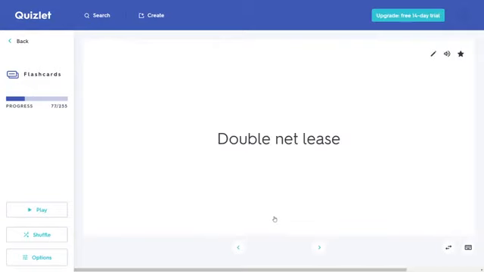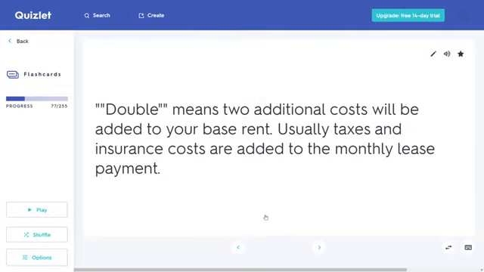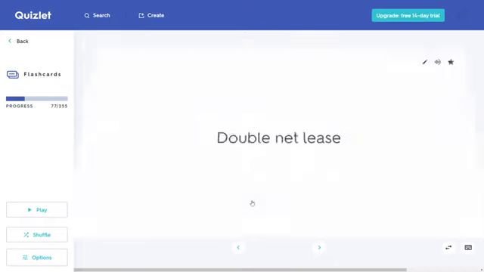Okay, a double net lease. So think this one over. Okay, this is a pretty easy one. Double just means two. It means two additional costs will be added to your base rent. Usually there are things like taxes and insurance costs, and they're just added to the monthly lease payment. Pretty self-explanatory, but super important to know.